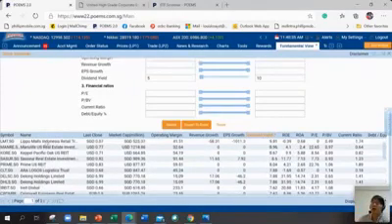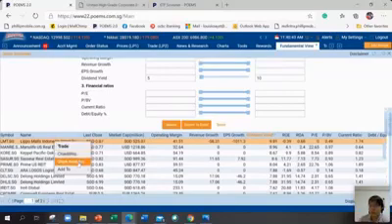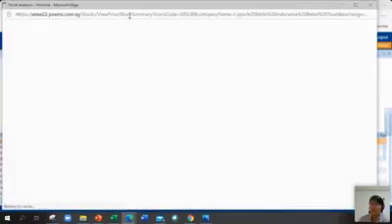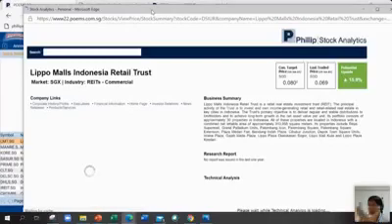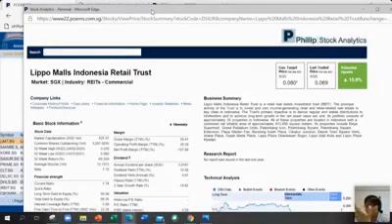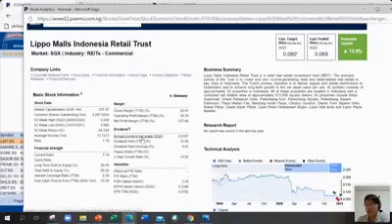You can see that the first one is Lippo Mall. That's why you don't buy just because of dividend yield. You must right click and go to stock analytics, then see whether the free cash flow per share is higher than the dividend per share. But for Lippo Mall, I think you don't have to analyze. Even though it has sufficient free cash flow per share, you should not buy because there are a lot of issues with this company. All right, but we can do some practice here.